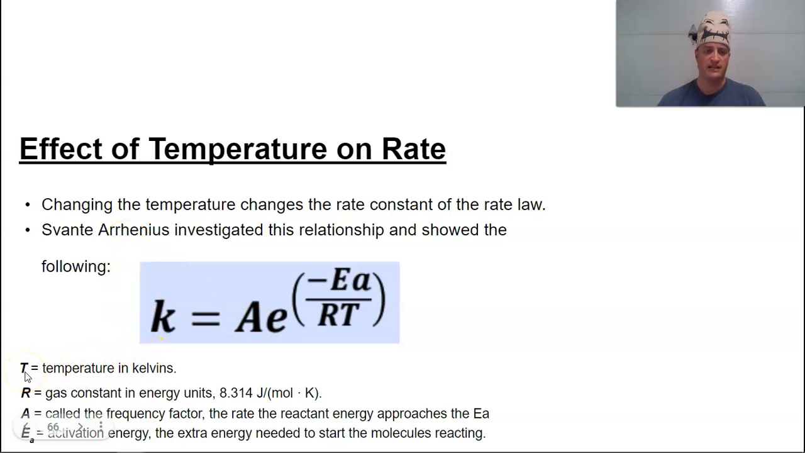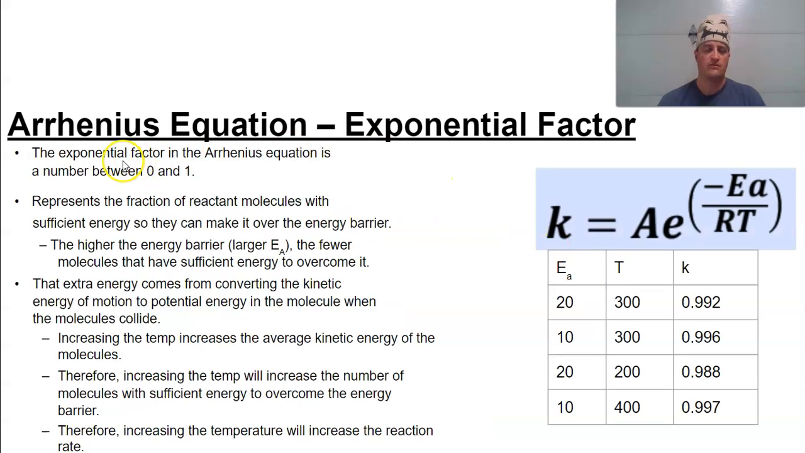Temperature is in kelvins, and the gas constant is provided. The frequency factor is just the rate at which reactant energy approaches activation energy. We can consider that just to be a constant value, so don't look too much into it. And then there's the activation energy, what we've been talking about so far. We see that there's this exponential factor, which is between 0 and 1. This represents the fraction of reactant molecules with sufficient energy that make it over the barrier.